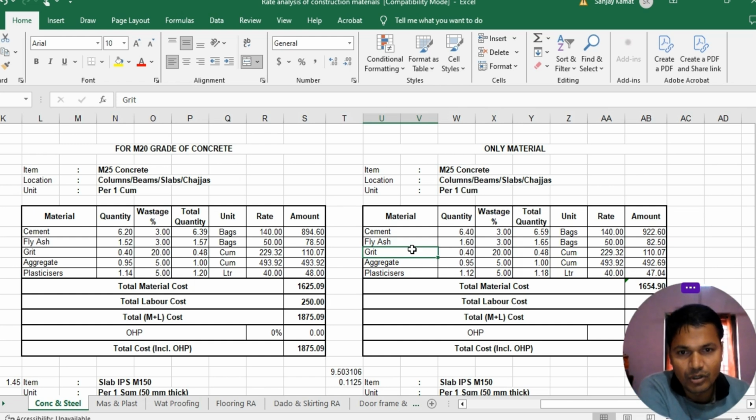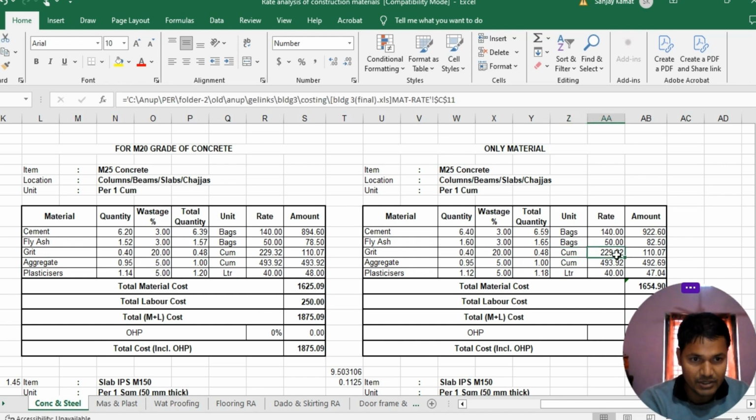Now coming to grit, the quantity we have taken is 0.40, and the wastage percentage this time is 20%. Then the total quantity you have to take is 0.48. The unit for grit will always be cubic.